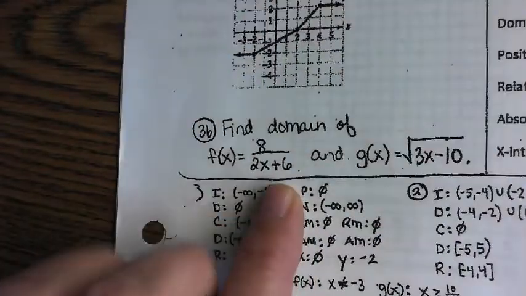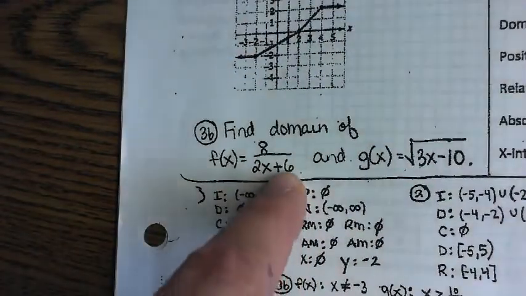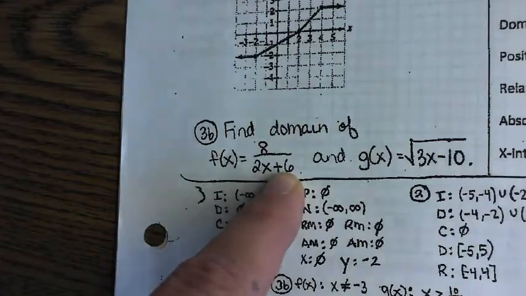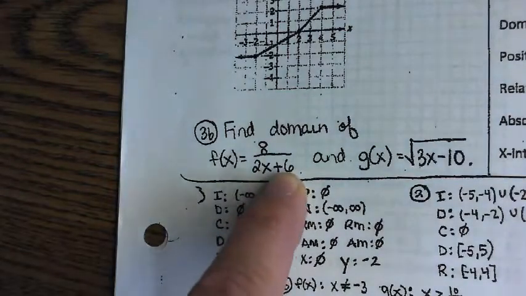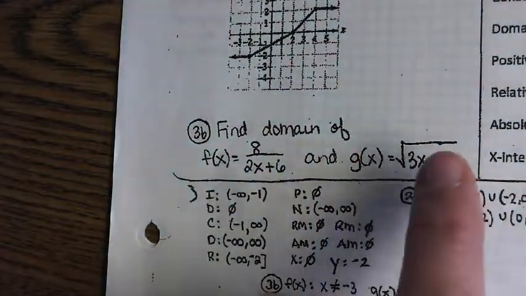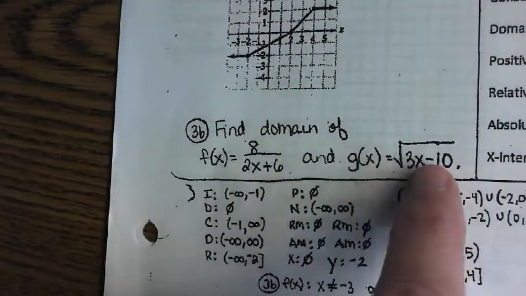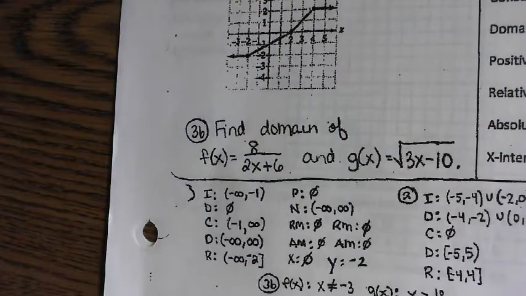On this one, I would just say 2x plus 6 cannot equal 0, and I would solve that to see what x can't be. X can be anything else but whatever I'm going to get there. And on this one, I say 3x minus 10 cannot be less than 0 and solve. Okay? To find the domain. X can be anything but those numbers. All right. So, we move on.